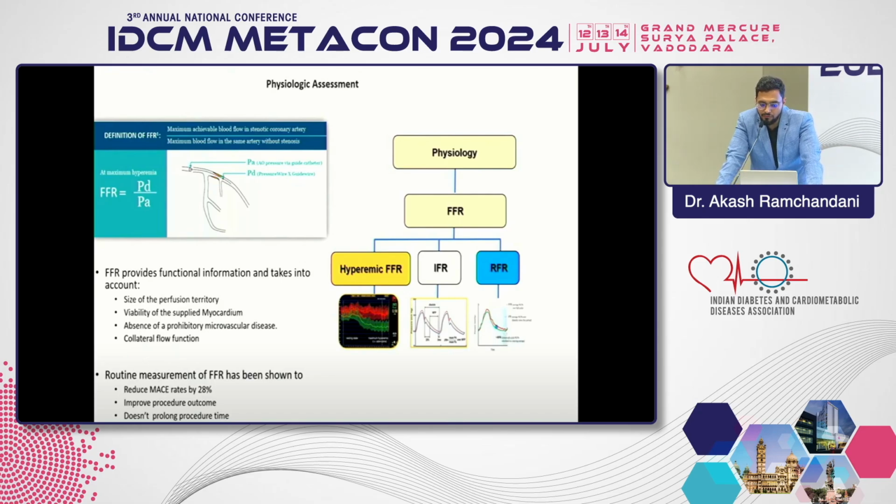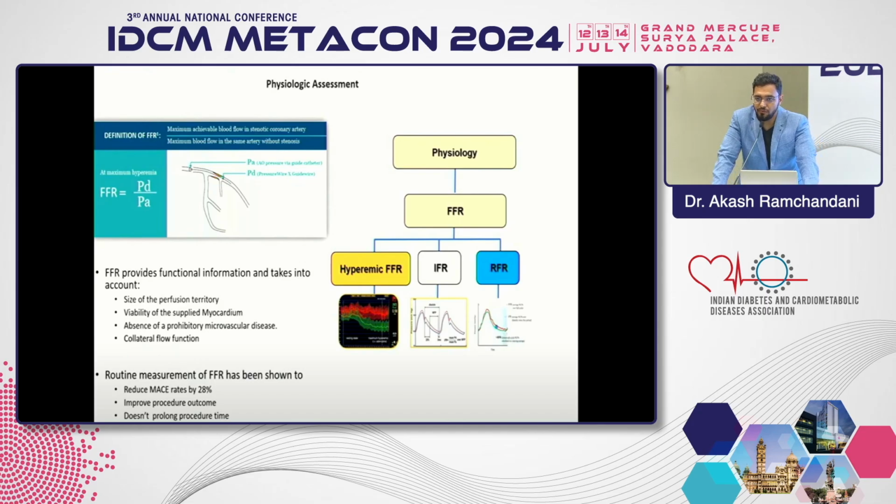So FFR functional information takes into account the size of the perfusion territory, viability of the supplied myocardium, absence of prohibitory microvascular disease, and collateral flow function. Routinely using FFR reduces MACE events by 28%, improves the outcome, and doesn't prolong the procedure time. iFR is the newer concept which is used. In FFR, we are using a hyperemic substance like adenosine, and these drugs maximize the vasodilatation and minimize the resistance.